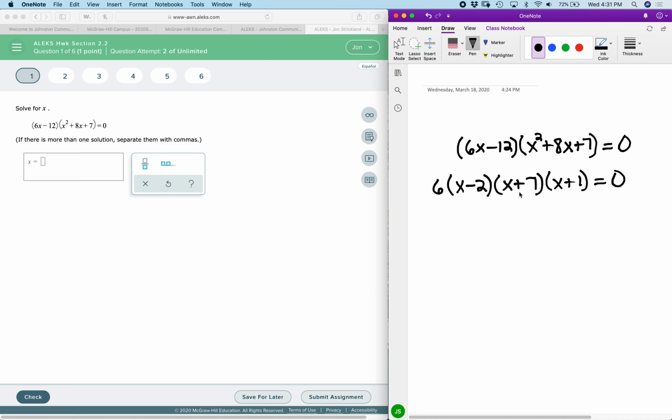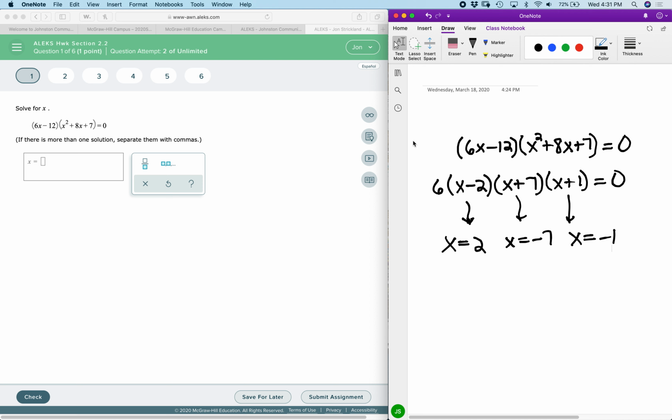So we have, upon utilizing the zero product property, if I set the x factors each equal to 0, if x minus 2 is equal to 0, I have x is equal to 2. If x plus 7 is 0, I have that x is equal to negative 7. And as for x plus 1 is equal to 0, I have x is equal to negative 1.